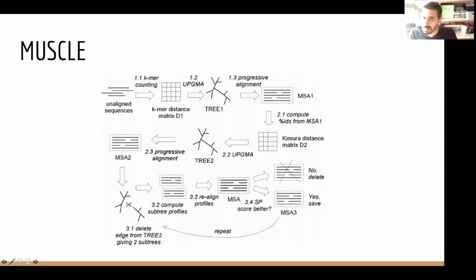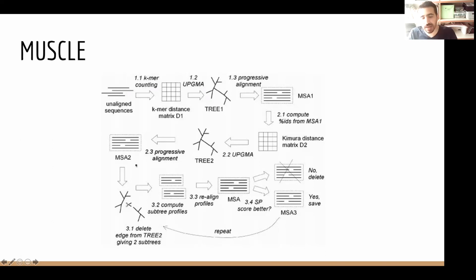So you start with unaligned sequences, and after that, based on k-mers, so sort of subwords, by counting them, you basically generate a distance matrix. After this distance matrix, you build a UPGMA tree, which we will talk about in the next lecture. And then you do progressive alignment. After that alignment, now you can have a better distance matrix. This distance matrix was sort of an approximation. But after the first alignment, you have a better distance matrix, therefore a better tree, and you have another multiple sequence alignment, which is going to be better than the first multiple sequence alignment.